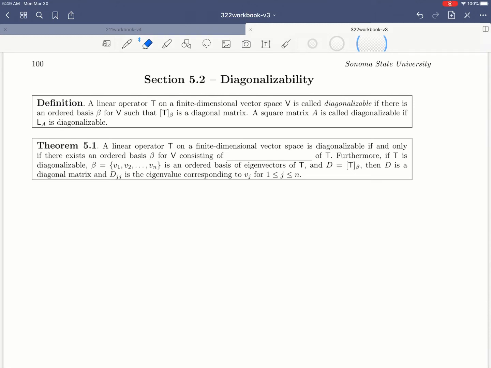Hello everybody, and welcome to the beginning of section 5.2 on diagonalizability. This is page 100 in the workbook that we're looking at.